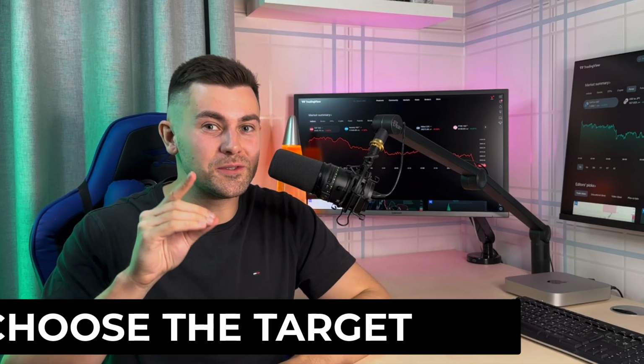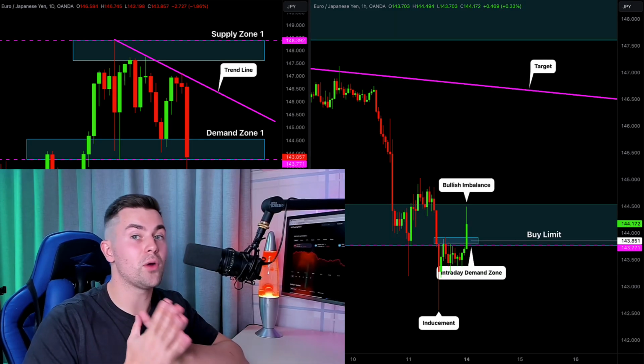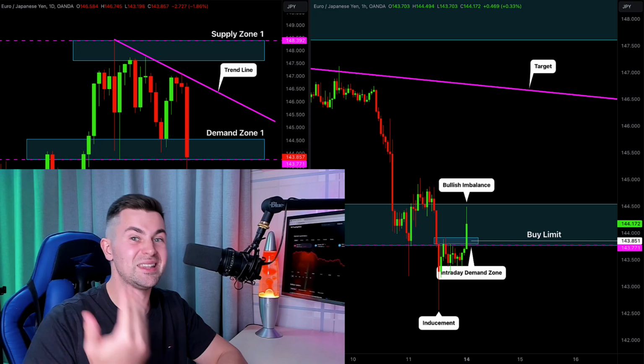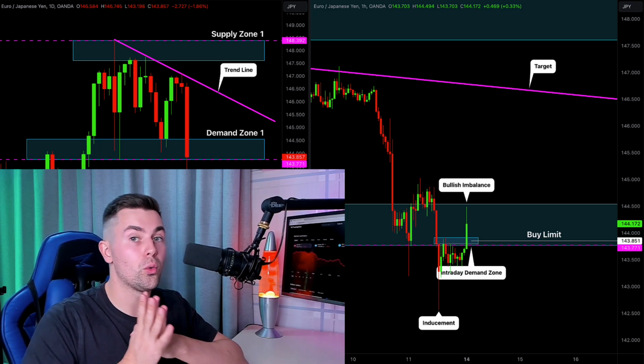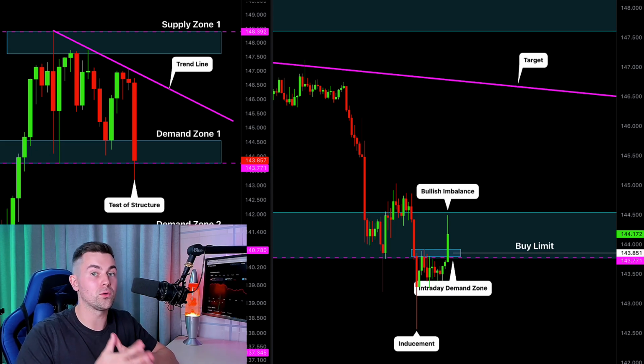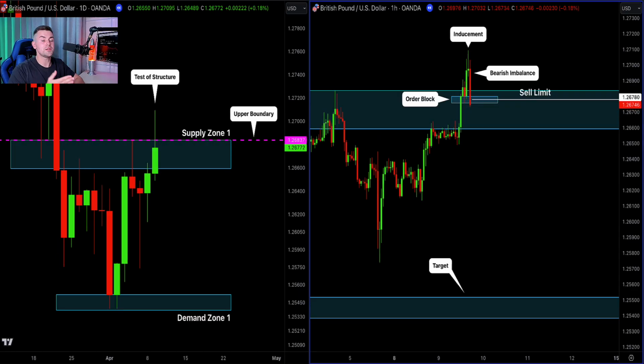Step 7. Choose the target. If you buy the market from the demand zone, your target for the trade will be the closest daily structure, horizontal or vertical one. Our closest structure on Euro-Yen pair is the falling trend line. That will be the goal for our trade. And shorting from the supply zone, your target will be the closest daily horizontal or vertical structure support.